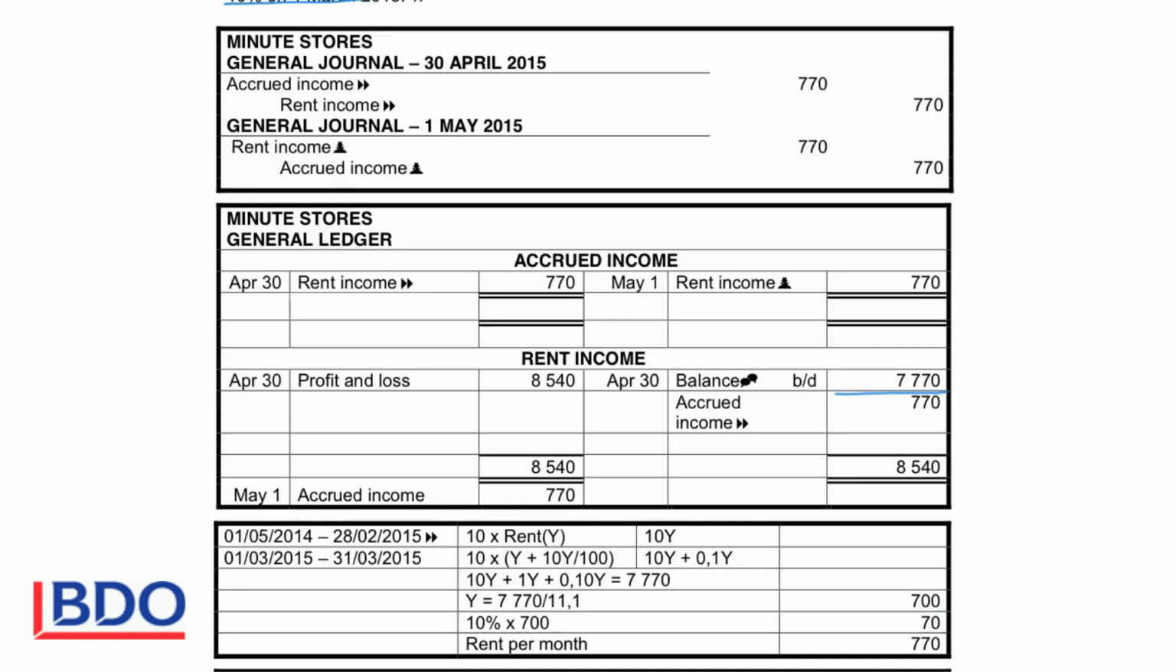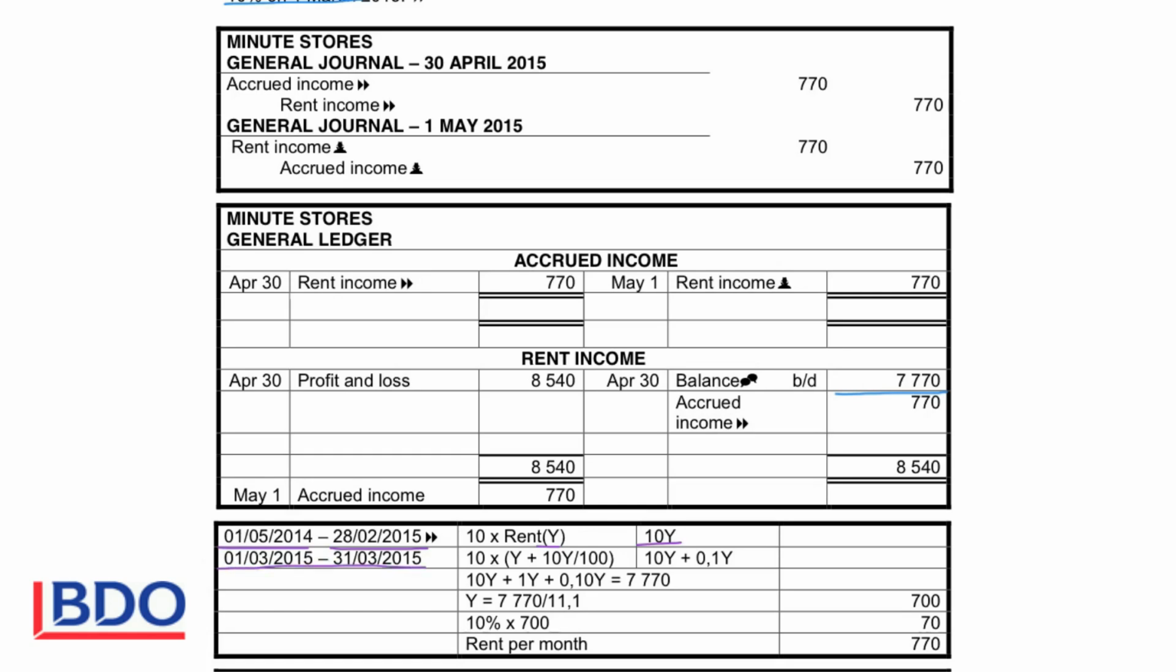If we look at the calculation, we see that from the 1st of May, the first day of the financial year, up to the 28th of February 2015, for 10 months we received Y amount because we don't know what the amount per month was. So for the first 10 months it's 10Y. Then on the 1st of March there was an increase of 10%. We didn't receive the money for April, so this 10% increase was only applicable for 1 month.